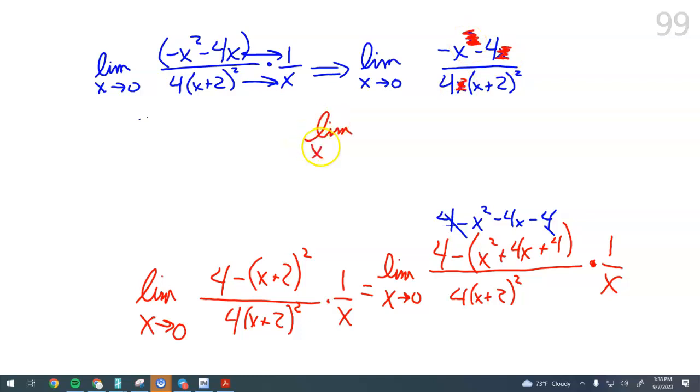And I have the limit as x approaches 0 of negative x minus 4 over 4 times x plus 2 squared, which still looks like a heaping pile of crap. But I can do it now. Before I couldn't plug in 0 because I got 0 over 0. But now if I plug in 0, it'll work. I won't get 0 over 0. So on top I would get negative 4. On the bottom, 0 plus 2 is 2. Squared is 4 times 4 is 16.